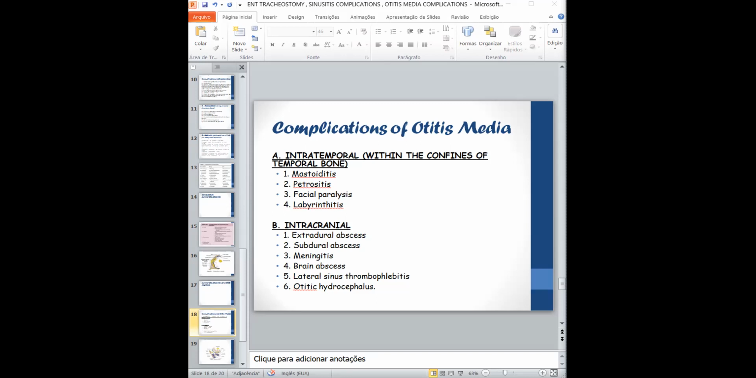The next complication that we're going to look at is petrositis. So what is petrositis? Petrositis basically refers to a condition whereby there is spread of infection from the middle ear and mastoid to the petrous part of the temporal bone. So that's what we refer to as petrositis.